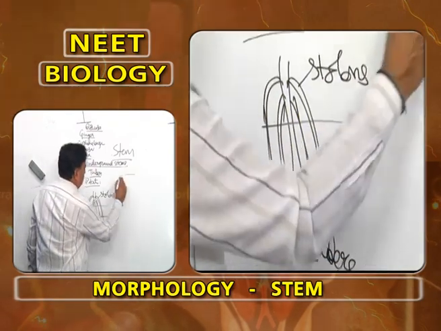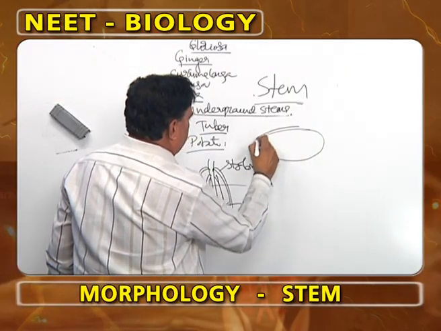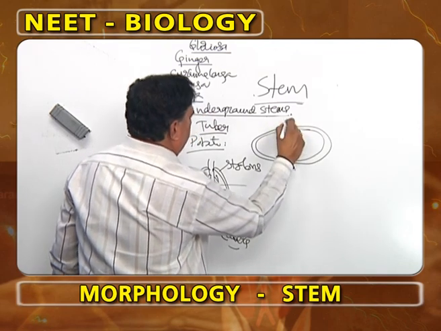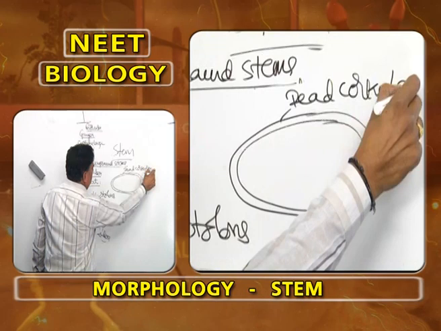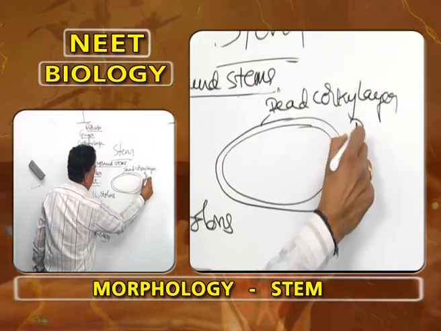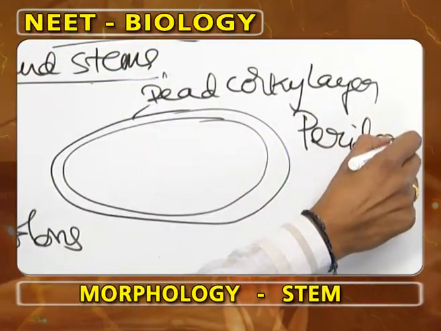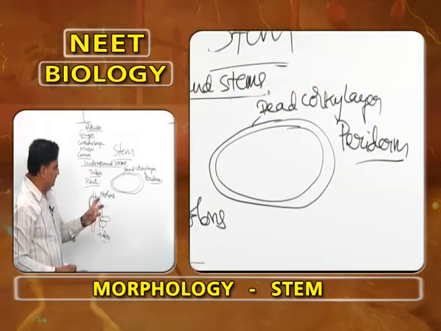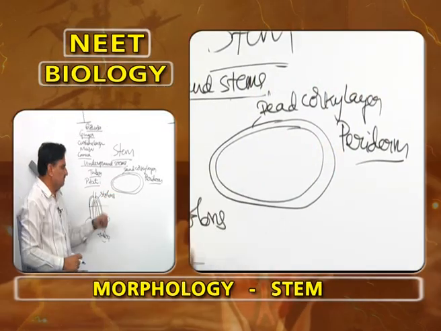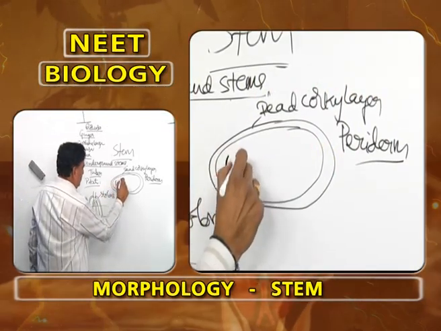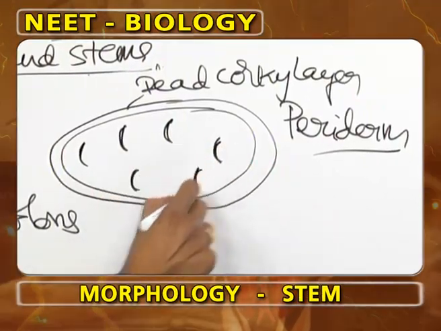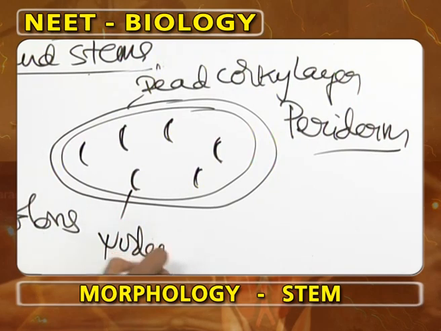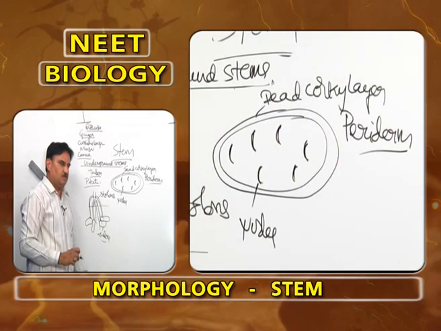If you observe each tuber, every tuber is externally surrounded by a dead corky layer, a brown colored layer called peridium. Now, in the tuber, many half moon shaped or semilunar nodes are present.